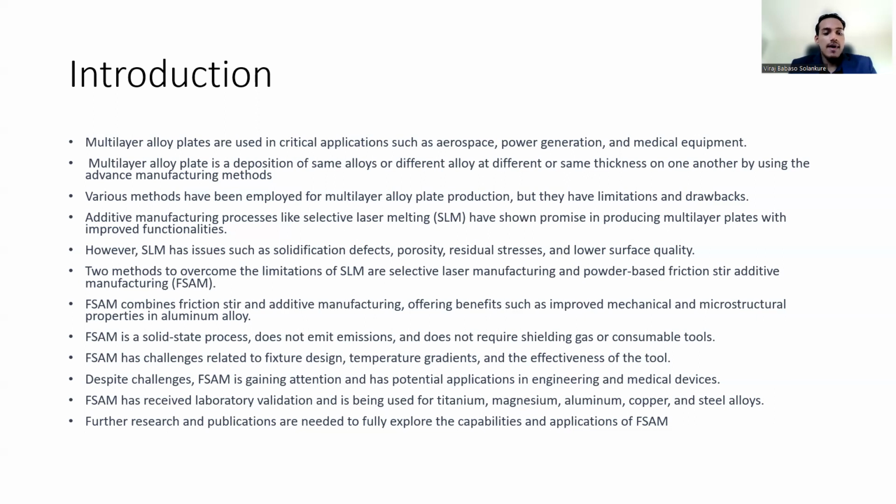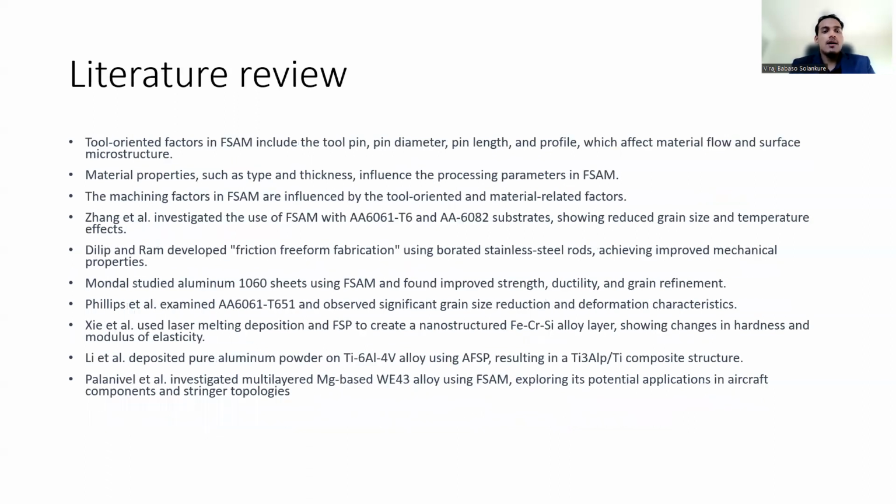Also, FSAM has received laboratory validation and is being used for these materials: titanium, magnesium, aluminum, copper, and steel alloy. But as we know, it needs more research and publication to fully explore its capabilities and applications. So here is my literature review.